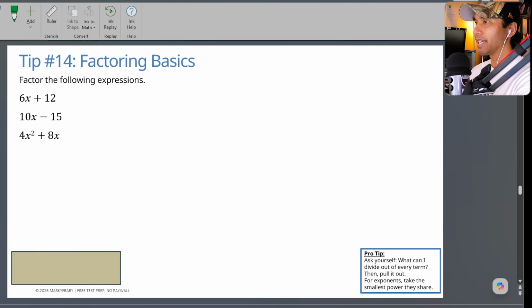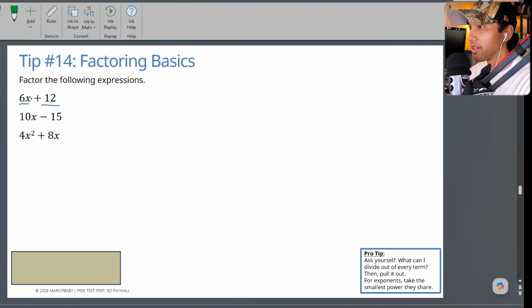Tip number 14, factoring basics. Factor the following expressions. Now, what we must do here is we need to ask, what could be divided out from both these terms, right? What can be pulled out? What is the greatest common factor?